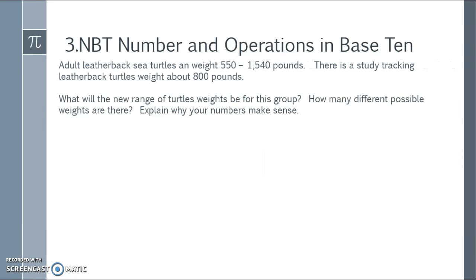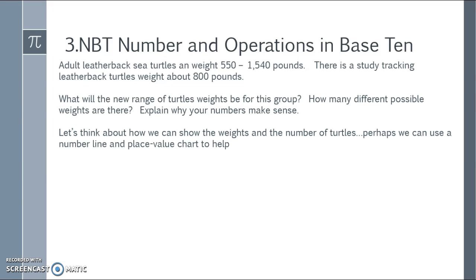So adult leatherback sea turtles have an average weight of 550 to 1,540 pounds. There is a study tracking leatherback turtles' weight, about 800 pounds. What will the new range of turtles' weights be for this group? So we have an average weight, and then we have weights of the ones that they've been tracking. How many different possible weights are there? Explain why your numbers make sense.